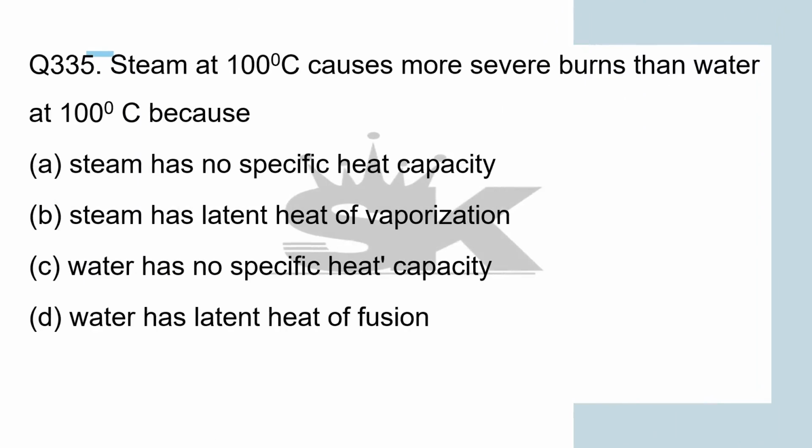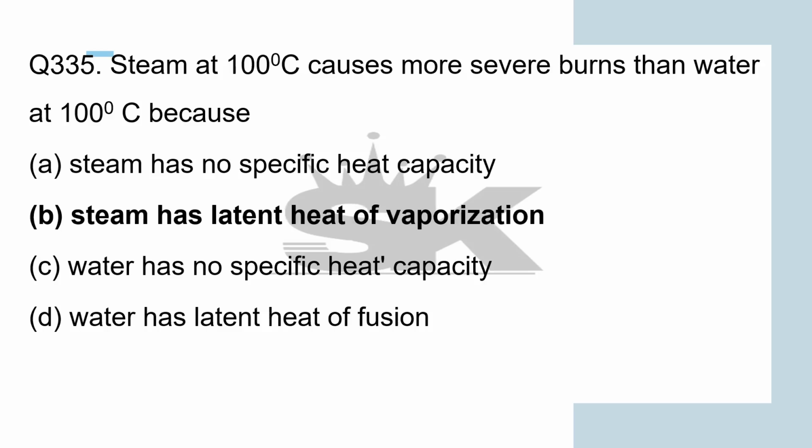Steam at 100 degrees centigrade causes more severe burns than water at 100 degrees centigrade because steam has more heat energy than water due to its latent heat of evaporation. Okay, steam and boiling water can exist at varying temperatures, but it is only correct to assume here that both are at the same temperature. So here the answer is that steam has latent heat of vaporization. Okay.